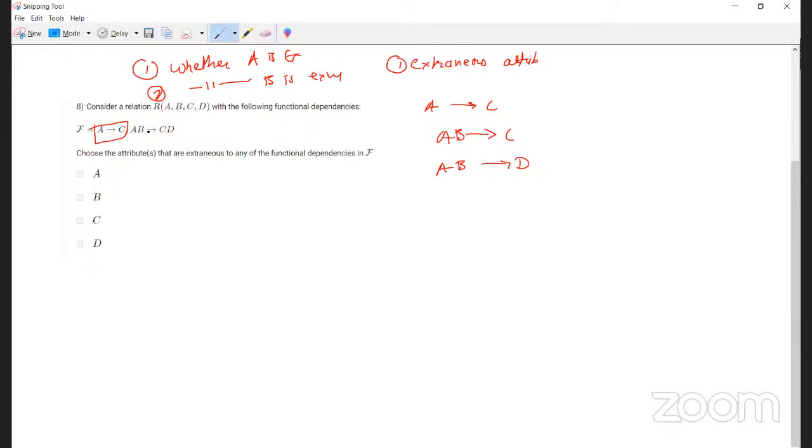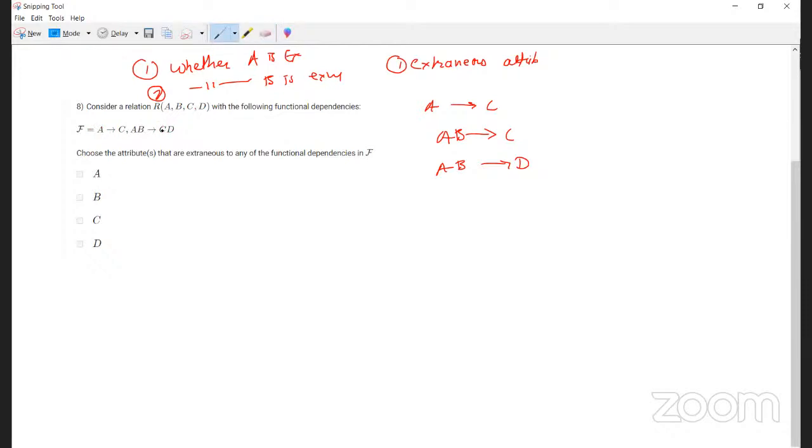Now just remove B from this functional dependency. Now if I take the closure of A, will I get CD? No, I am getting C only. I will not get D, right? So this is not an extraneous attribute. But now let us split it. So you have split this, right?